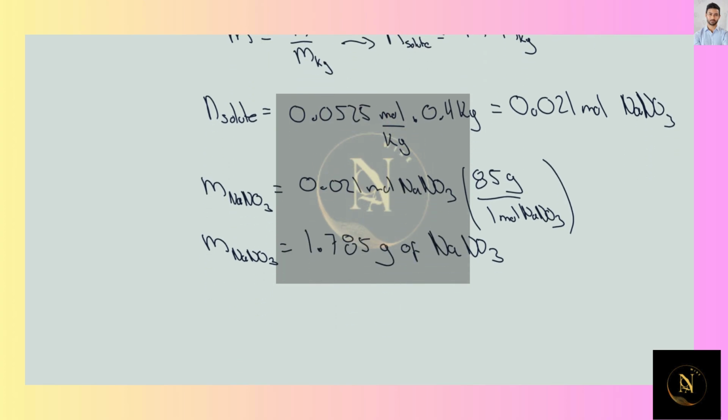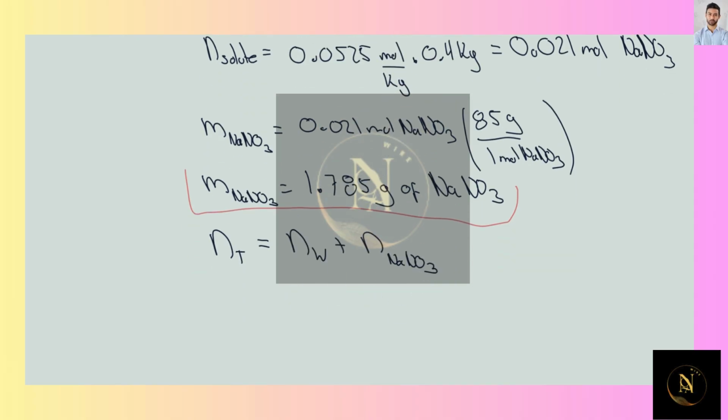Now we want to know what is going to be the mole fraction. So this is the answer of the first part. In order to know the mole fraction, what we need to know is the total amount of mole that we have. And this is going to be equal to the amount of mole of water plus the amount of mole of sodium nitrate. The second one we have already found.